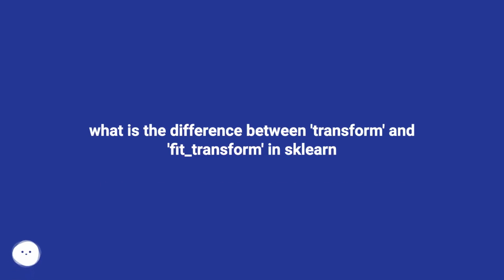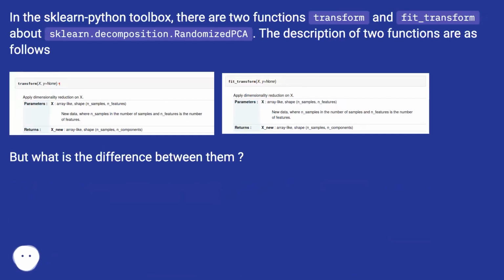What is the difference between transform and fit_transform in Sklearn? In the Sklearn Python toolbox, there are two functions, transform and fit_transform, about sklearn.decomposition.RandomizedPCA. The description of the two functions is as follows. But what is the difference between them?